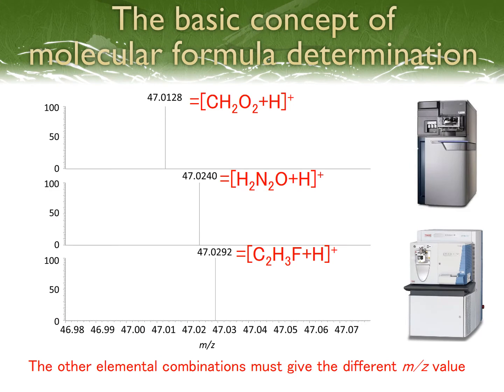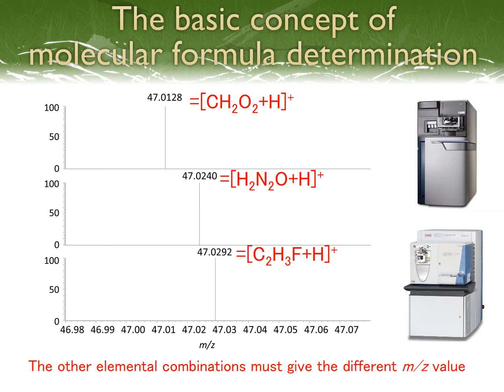For instance, by using a high-resolution mass spectrometer, the ion of m/z 47.0128 can be distinguished from that of 47.0240. Also, 47.0240 can be distinguished from 47.0292. In the cases where a quadrupole mass analyzer is used, the masses of all the 3 ions are measured as m/z 47, and we can never distinguish them.